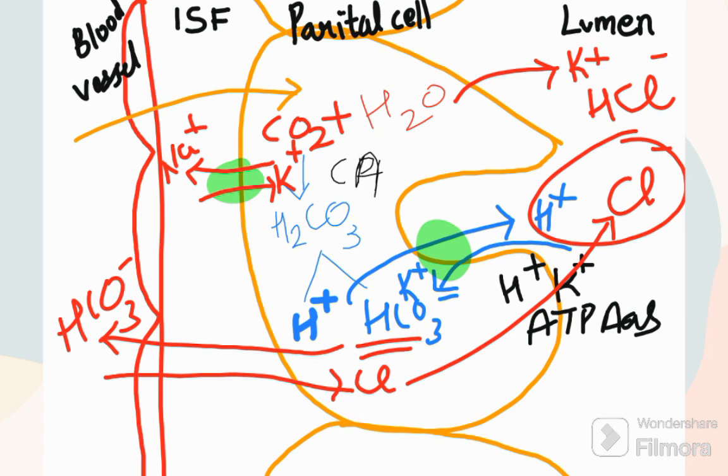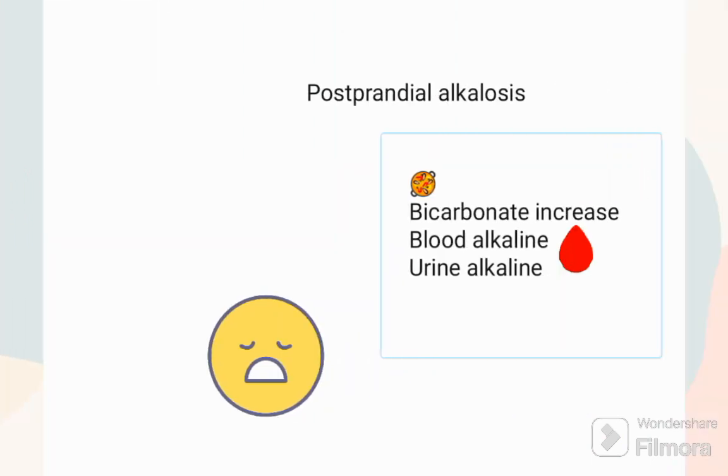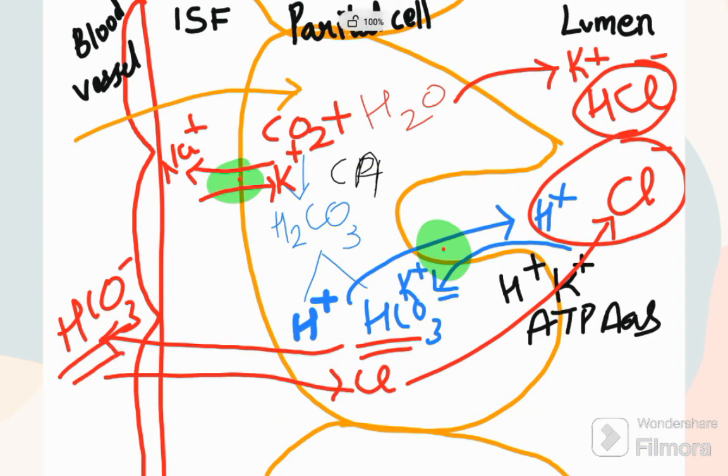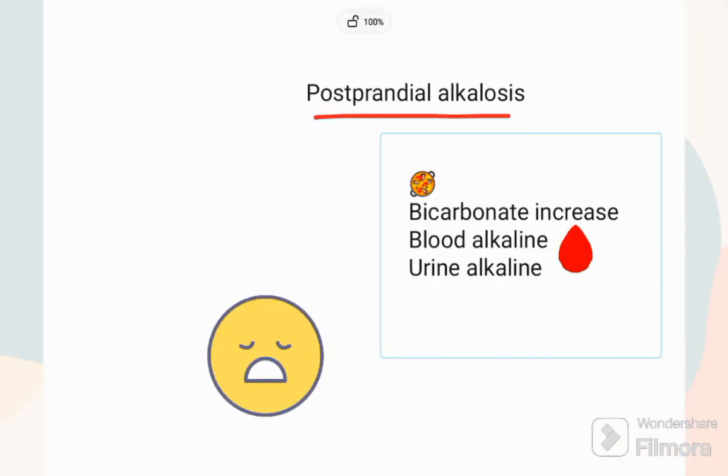The pumps inside the parietal cells are the H plus K plus pump and the Na plus K plus pump. So HCO3 minus is sent out of the cell and HCl is sent out of the cell. And next is the postprandial alkalosis. As we already know, the HCO3 minus comes into the bloodstream, which makes the blood alkaline. The bicarbonate increases in blood, hence the blood alkalinity increases and the urine alkalinity increases. This is one of the reasons why we get tired after our meal.